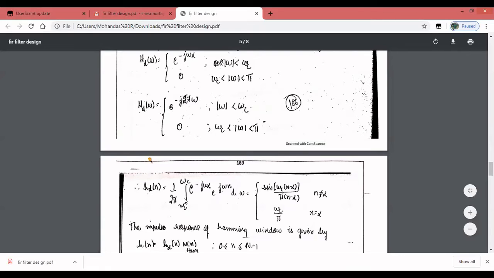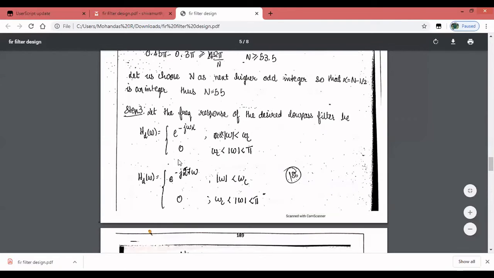So I substituted here in this particular formula, hd of n is given by 1 by 2 pi integral from minus omega c to omega c of e to the power of minus j omega alpha, e to the power of j omega n, d omega. After substituting, we know the formula we got in the earlier expression.